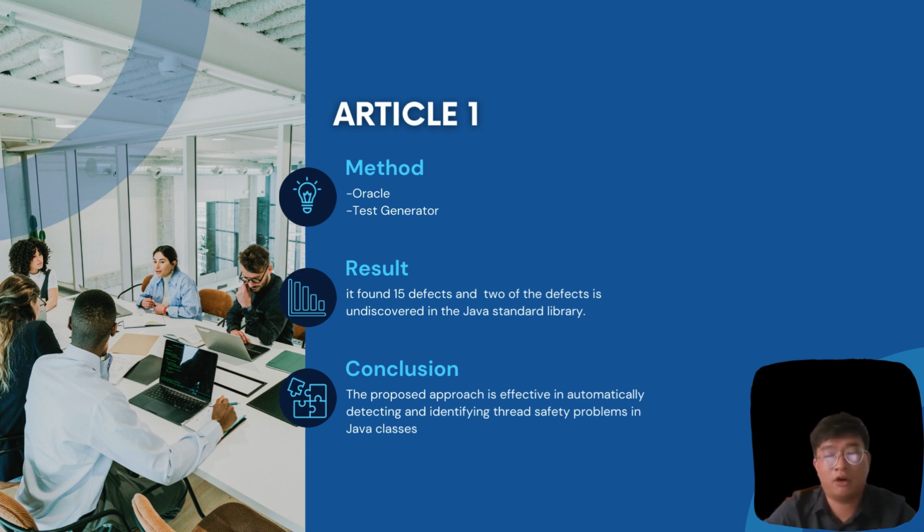The result of this article is that it analyzed 6 popular Java libraries and successfully found 15 defects in supposedly thread-safe classes, and 2 of the defects were previously undiscovered in the Java standard library. This is the approach that reveals the most bugs without any requirement on the analyzed class, such as throwing an exception if an unsafe state is reached.